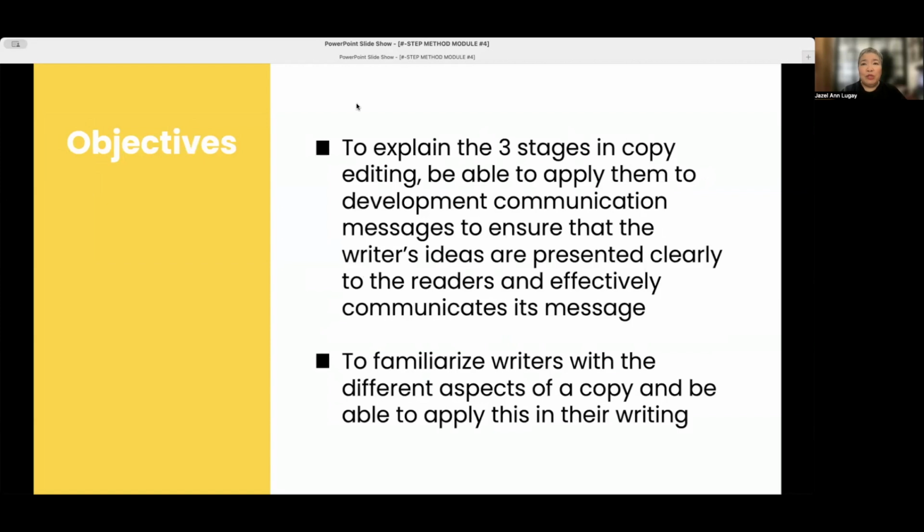Knowing these, we will be able to explain the three stages in copy editing, be able to apply them to ensure the writer's ideas are presented clearly to the readers, and effectively communicate its message, and familiarize writers with the different aspects of a copy and be able to apply this in their writing.